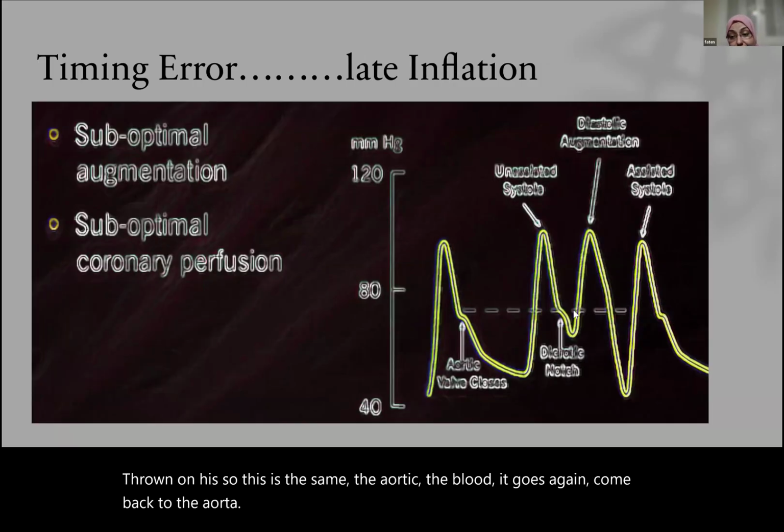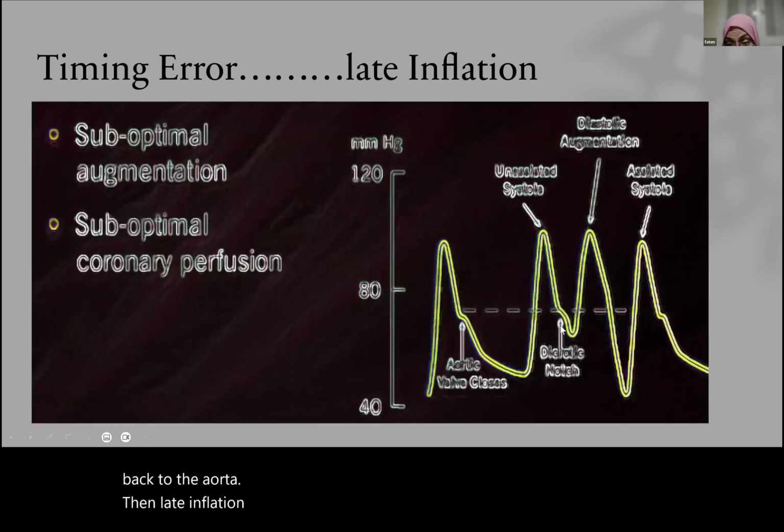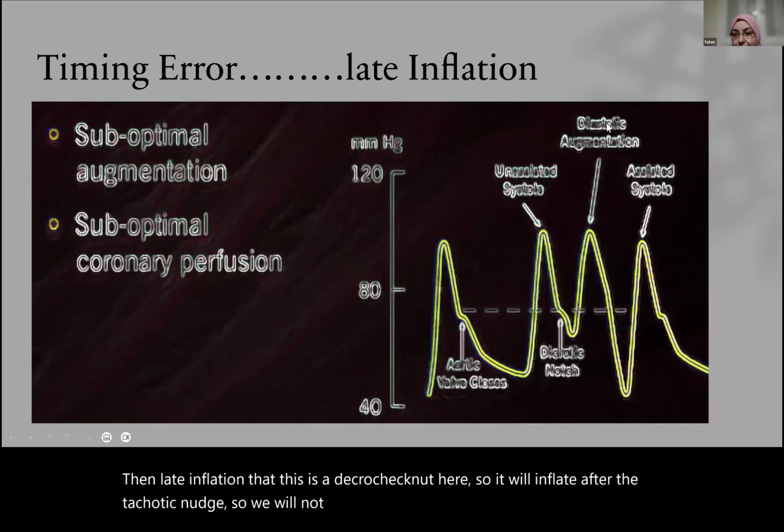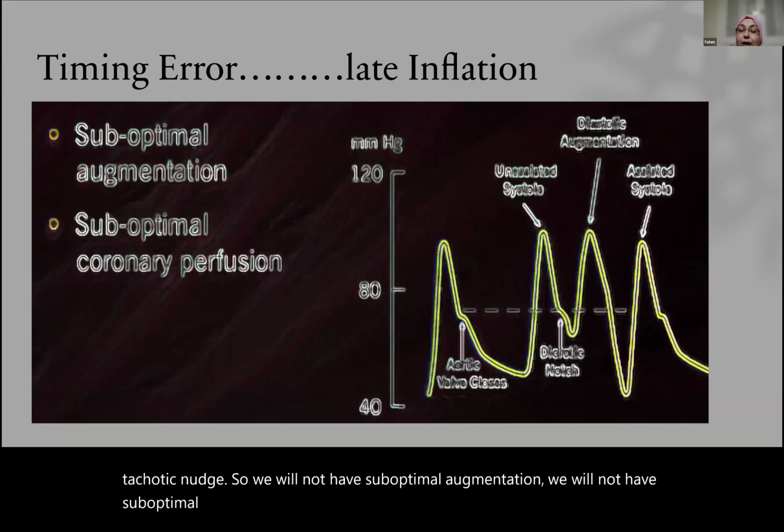Then late inflation: this is the dicrotic notch here, so it will inflate after the dicrotic notch. So we will have suboptimal augmentation, we will have suboptimal coronary perfusion, and we will not have good function of the balloon.